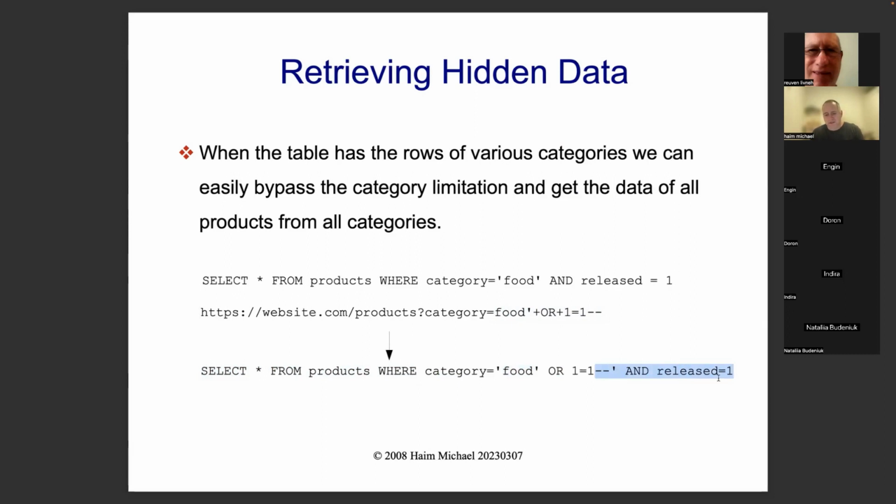It becomes a comment. Now, if this is the SQL statement being executed, then thanks to this OR Boolean operator, and thanks for the fact that this expression is always true, we should get the details of all products, not just those that their category is food.